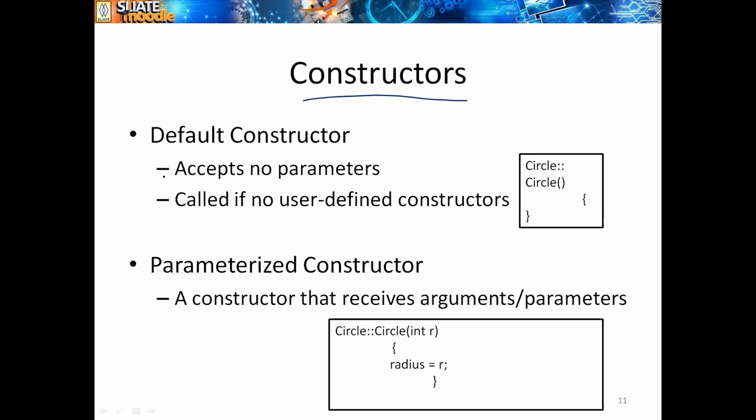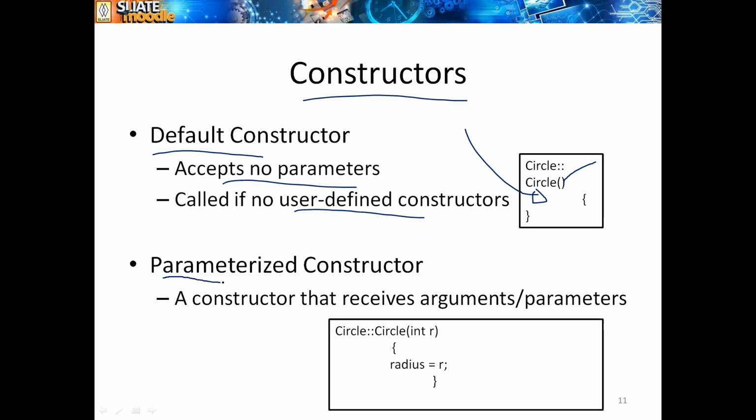There are two types of constructor. Default constructor: if we do not pass any argument, this is called a default constructor. It accepts no parameters, and it is called if there is no user-defined constructor. This means when we create an object in the main method, the constructor is called automatically, and we do not need to call it.